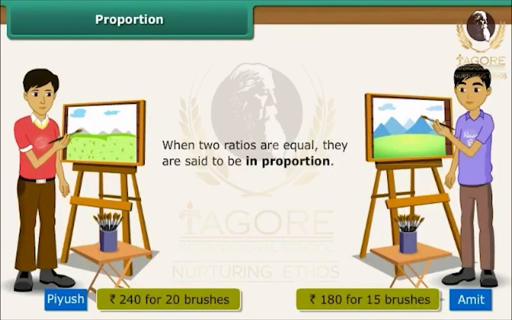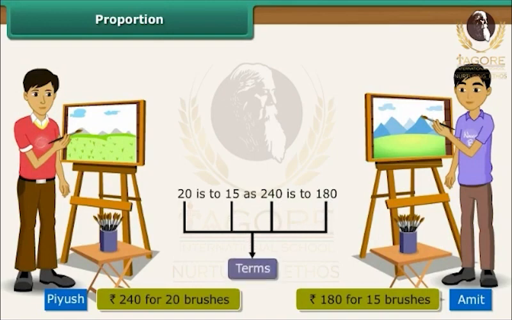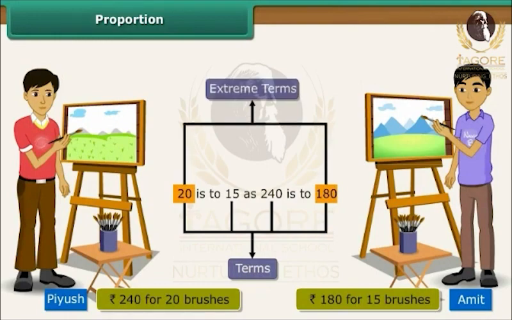Ratios in proportion are represented as 20:15 :: 240:180. This is the symbol used to denote proportion. Ratios in proportion are read as 20 is to 15 as 240 is to 180. Each number used in a proportion is called a term. 20, 15, 240 and 180 are terms. The first and the last terms are called the extreme terms. The second and the third terms are called the middle terms.